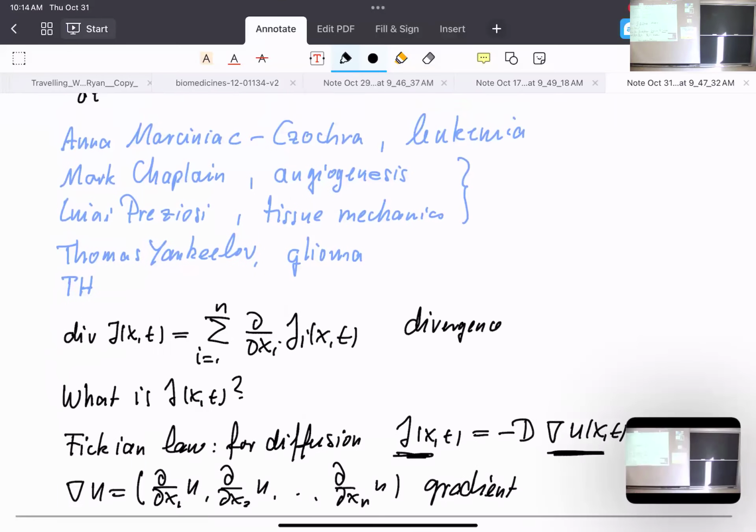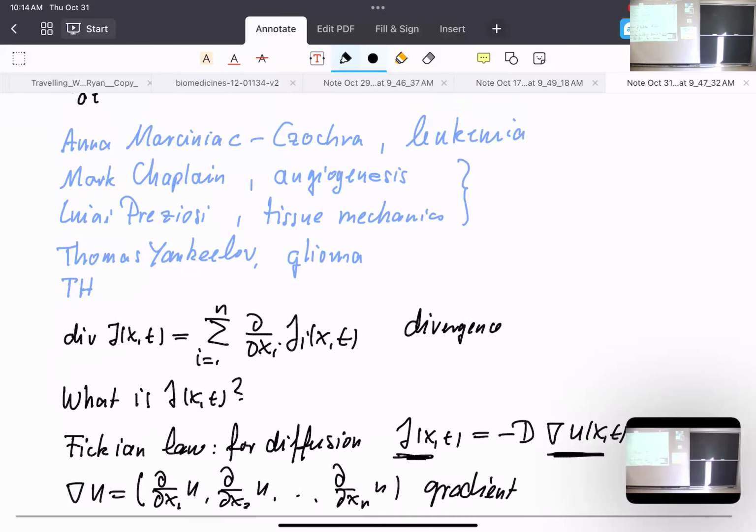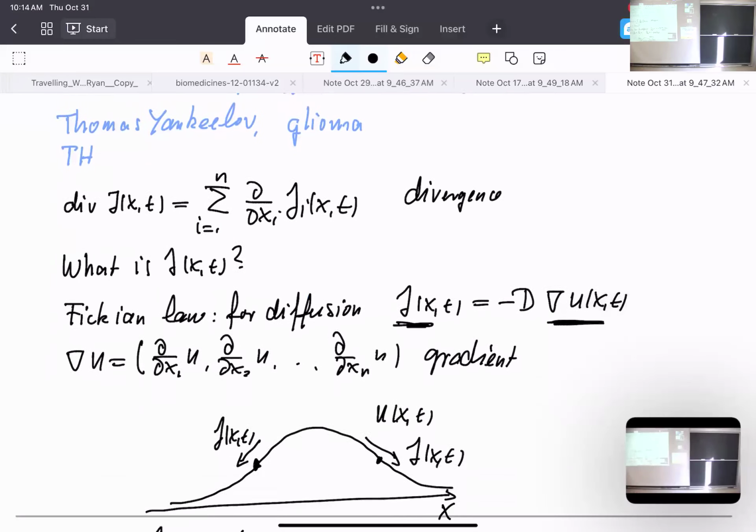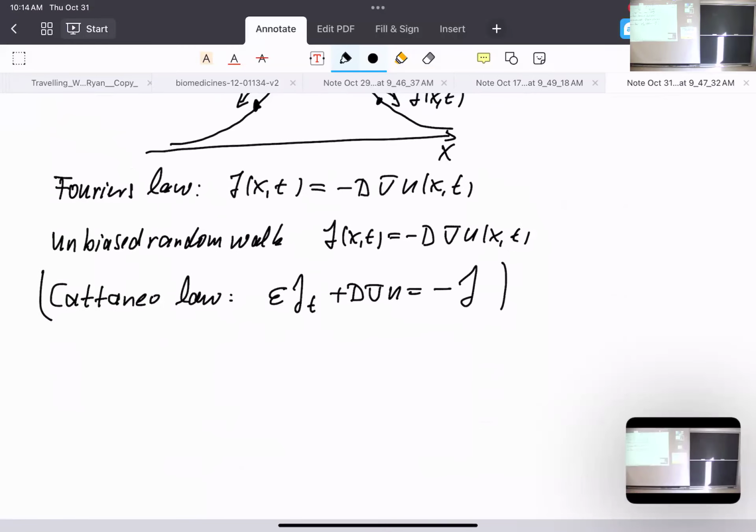Okay, so let's put this in then. We have J is minus D gradient U, which we want to put into the divergence now. So we need to worry about the divergence of a gradient. Then du by dt equals, I have to get a minus sign, so I move it to the other side, and then this minus sign goes away: D divergence of gradient of U plus f of u. I moved the terms over and took care of the minus signs. So what is the divergence of the gradient?